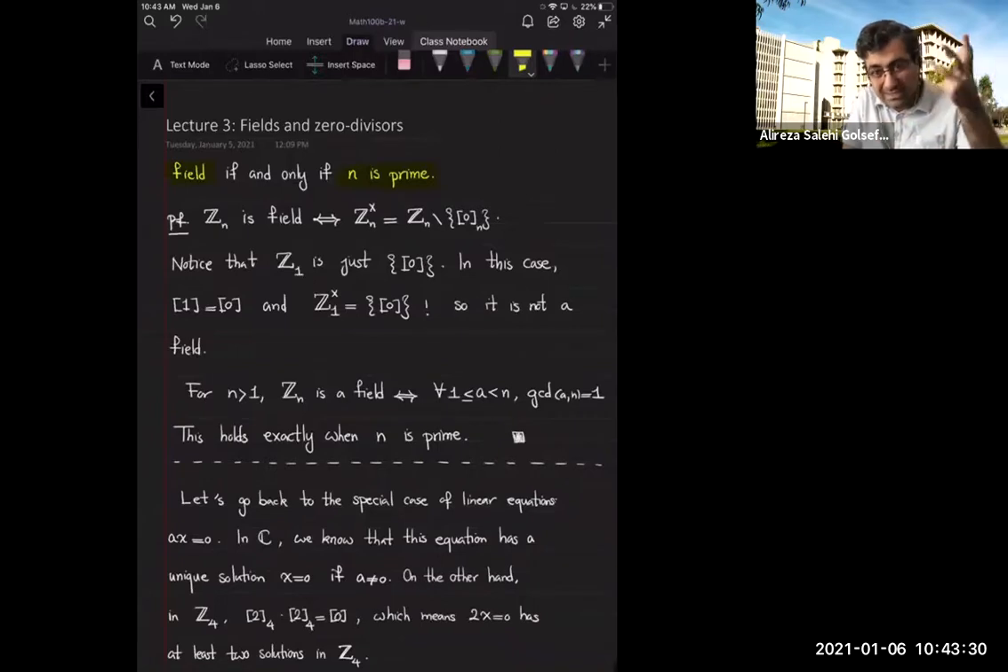Z sub 1 is the trivial ring, not the trivial group. So Z sub 1 has only one element, that's 0. So it cannot be a field. And it is not prime anyway. Now, for numbers more than 1, I can say what I just mentioned, that Z sub n is a field precisely when all the numbers from 1 to n minus 1 are coprime to n, and that means n is prime.